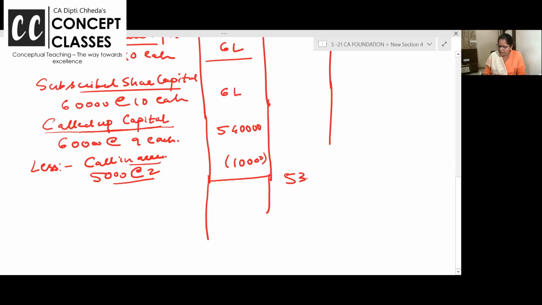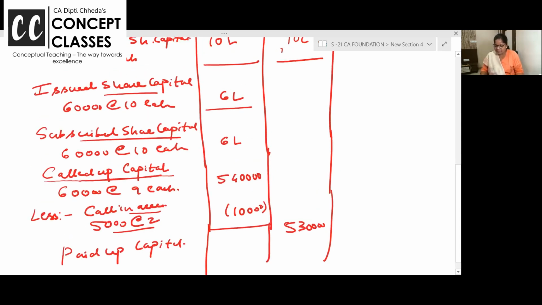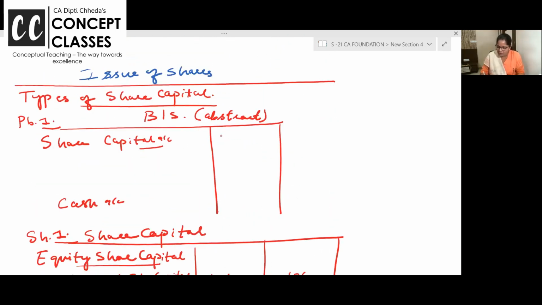And now what I write in outer column, this is my paid up capital. 55,000 shareholders have paid 9 and 5,000 shareholders have paid 7. This is my paid up capital. 5,30,000. And 1 second, first you write above. I'll come down and explain.